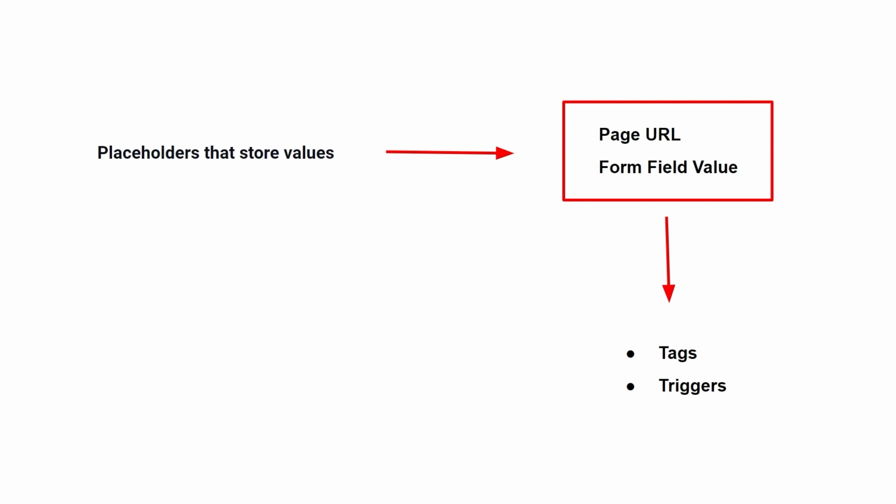Now let's look at the different types of variables available in GTM. There are two main types, built-in variables and user-defined variables. Built-in variables are predefined by GTM and can be used right out of the box. Some examples include page URL that stores the URL of the page the user is on. Then we have referrer that stores the URL of the page the user came from, and click URL that stores the URL of the link that was clicked.